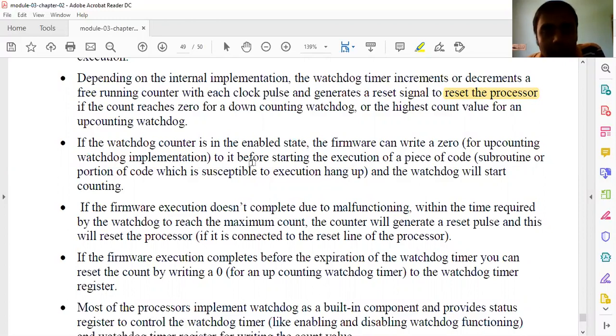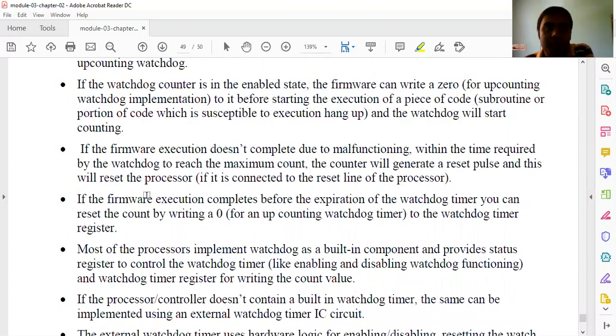If the time is exceeded, the watchdog counter will reset the microcontroller or the processor, we can say. If the firmware execution doesn't complete due to non-functioning within the time required by the watchdog to reach the maximum count, the counter will generate a reset pulse.